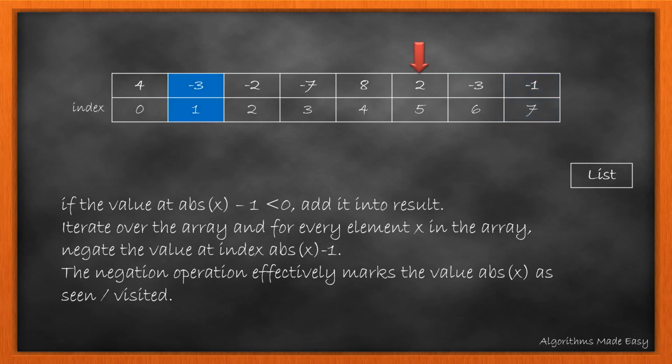Now we encounter a number for which the value at the absolute of number minus 1 is negative. It means that we have already seen this value, so we add it into the list and as usual negate it. Same will happen with the minus 3. At the end we return the result.